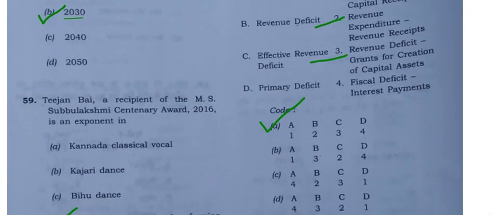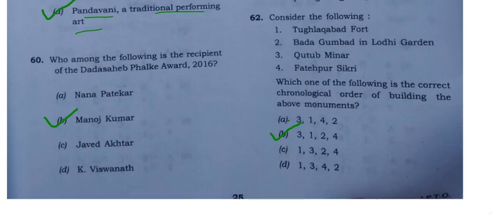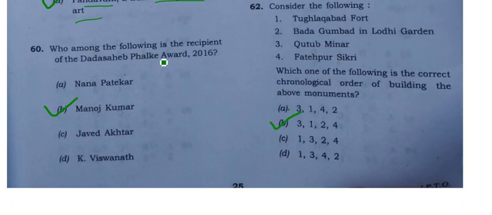Now let's talk about the 59th question. Teejan Bai, a recipient of the MS Subbulakshmi Centenary Award 2016, is an exponent in Pandavani, a traditional performing art. This is our right option. Okay. 60th one. Which of the following is the recipient of the Dada Saheb Phalke Award 2016? So Manoj Kumar. Okay.